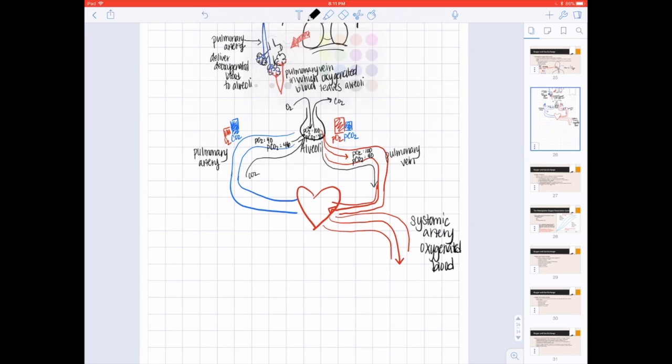So again, our partial pressures are important here. In the systemic artery, our partial pressure of O2 is 100, and our partial pressure of CO2 is 40. So again, we're carrying oxygen, so we've got a higher concentration of oxygen than we have of CO2. And those are going to be delivered to the tissues. So let's just draw some tissue. Hopefully this remotely looks like tissue.